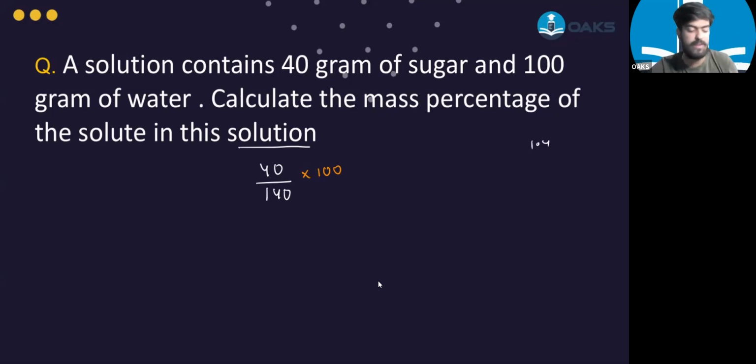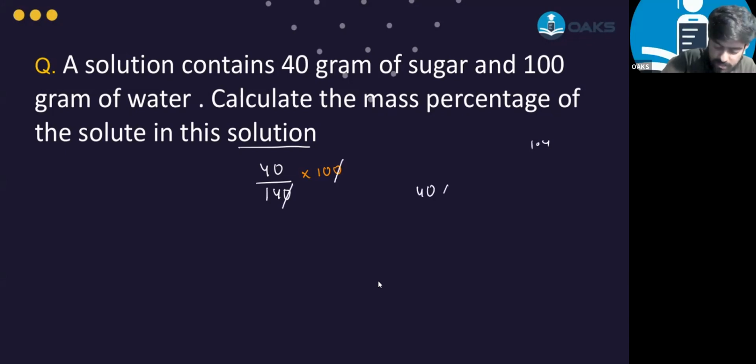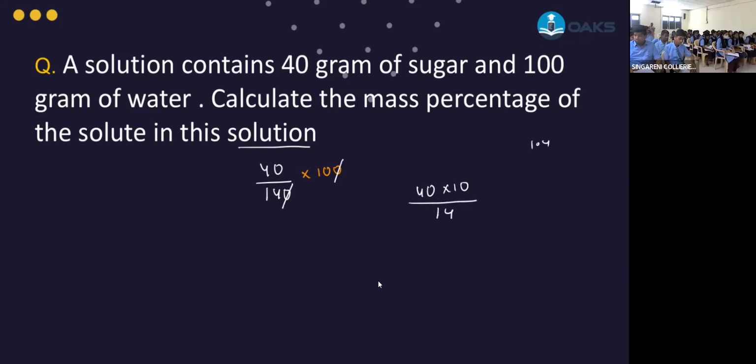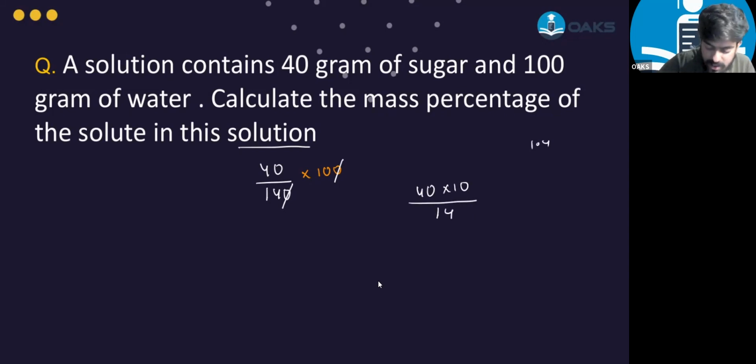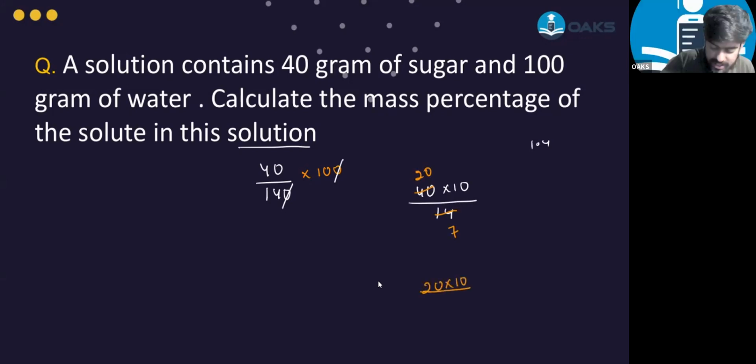So 40 divided by 140 multiplied by 100. We need to solve this and we are going to get the answer. Let's solve. Then we are going to get 40 multiplied by 10 upon 14. Now how are you going to solve this? Can we do it from 7 or from 2? 2 sevens are 14 and here we will be having 20. So then we will be having 20 multiplied by 10 upon 7, and then it will be 200 divided by 7.